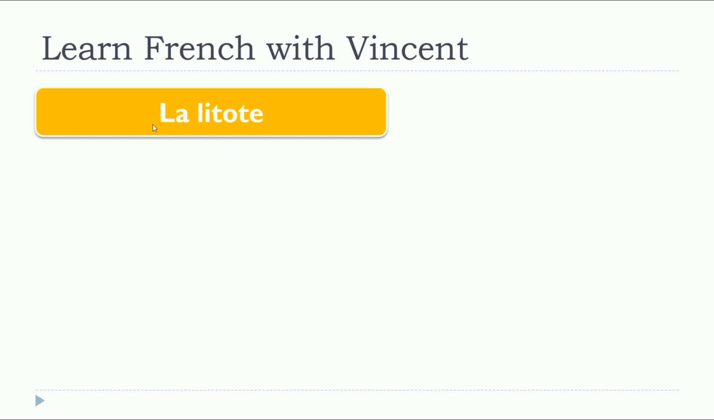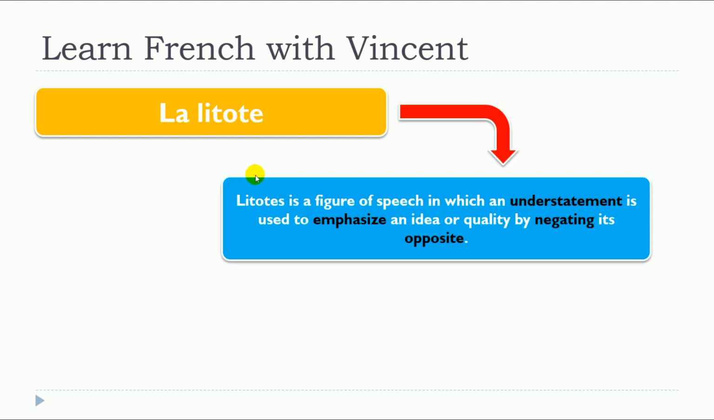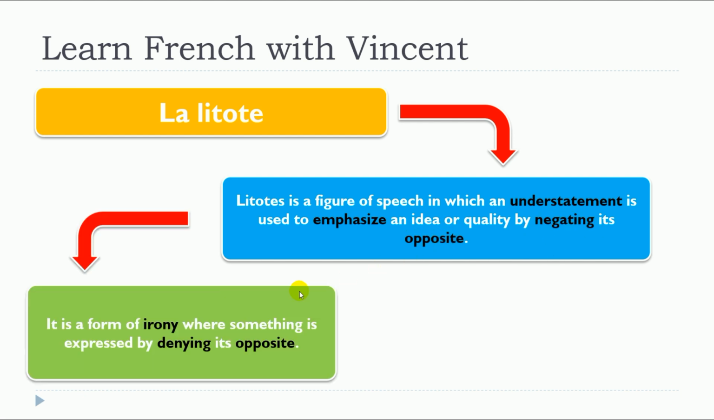So, this lesson is about la litote. Litotes is a figure of speech in which an understatement is used to emphasize an idea or quality by negating its opposite. So this is the concept: you will have to negate its opposite.